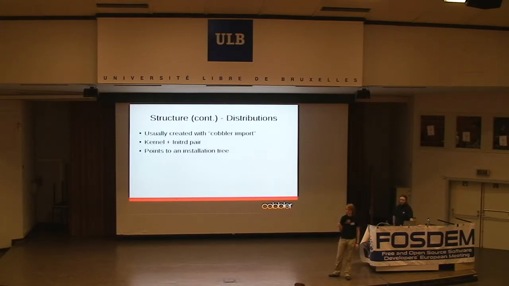So in the past, that would be an NFS mount of your installation medium. But in Cobbler, we usually run cobbler import and point it to our DVD medium or point it to a remote FTP to download the entire distribution into Cobbler. Cobbler scans it for, hey, I've got this installer kernel, I've got this RAM disk, I'll just create a new distribution from it.